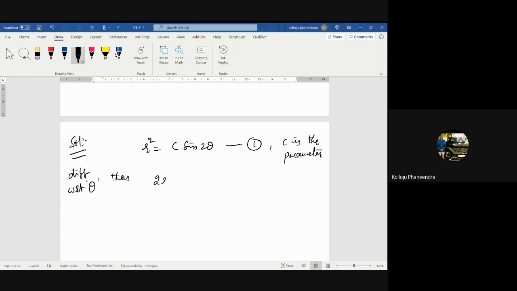Then this is 2r and r derivative. r is always a function of theta. So its derivative is dr by d theta, and c into 2 cosine 2 theta. Then I have to eliminate c. So what is the c value? This 2 gets cancelled. c equals r over cosine 2 theta dr by d theta. Substitute c in equation 1.